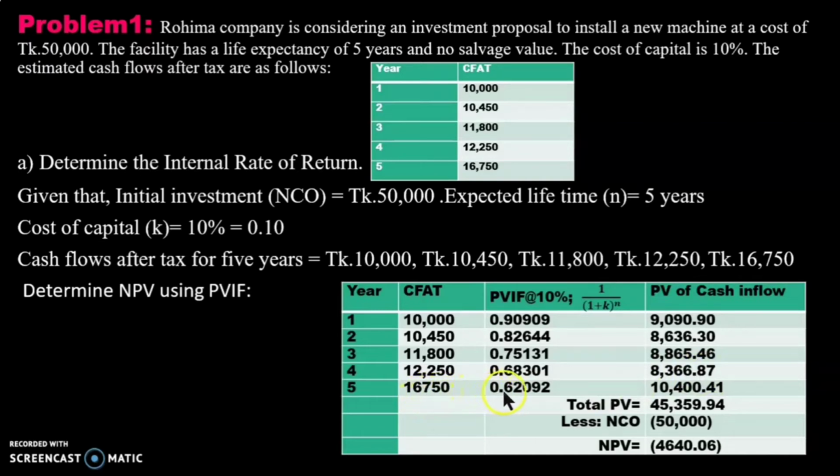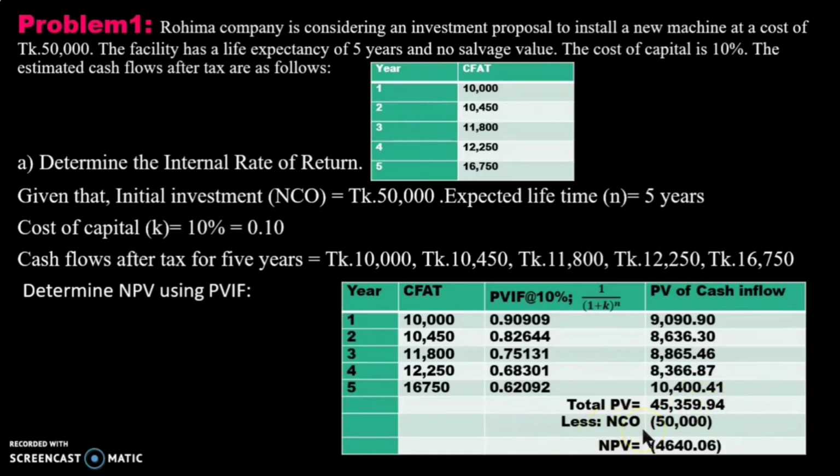16,750 into 0.62092, then we will get the value 10,400.41. Now we total all present value of cash inflows, then it will be taka 45,359.94. Now we less the NCO.